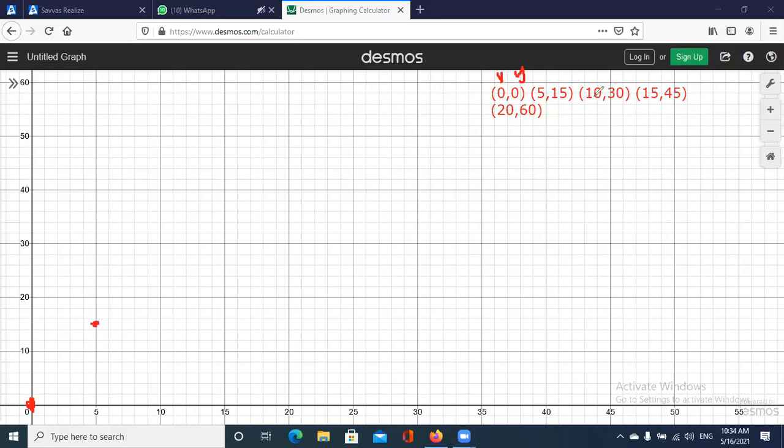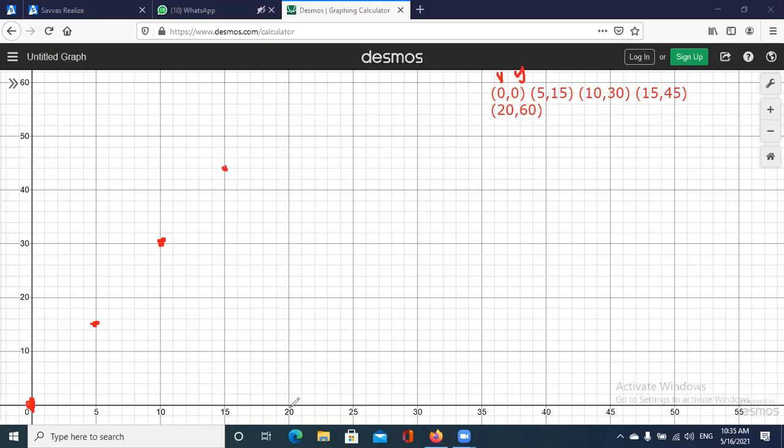Now the third point is 10 with 30. This is x equals 10. Then go up to y equals 30. This is the third point that we will have. So always you start with the x coordinate and then go up for the y coordinate, okay? So the next one, 15 with 45. This is x equals 15, and y equals 45. It will be here, in between the 40 and the 50. Yes. Now, after that, we have 20 with 60.